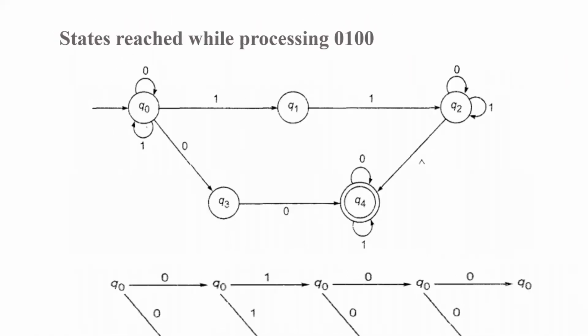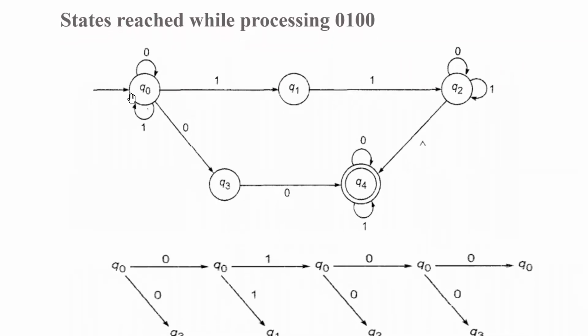Now suppose the string that I was given to process is 0, 1, 0, 0. So let's do it. You are at Q0, the initial state. The first thing that comes is 0. If 0 comes from Q0, where is it going to take you? It can take you back to Q0. Can you see? From Q0, if 0 comes, it can take you back to Q0.